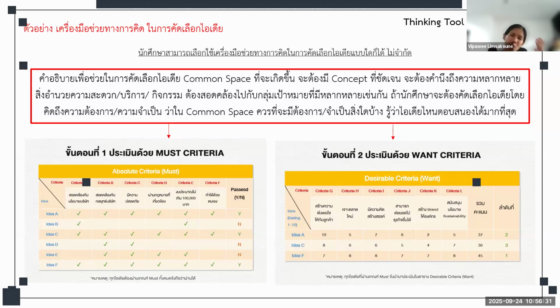Okay. So I provide you information, but you could select whether you want to use this one or you just want to use consequence matrix or pro and con. It's okay. You don't have to use this one.